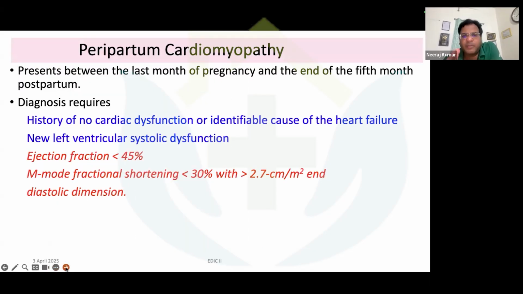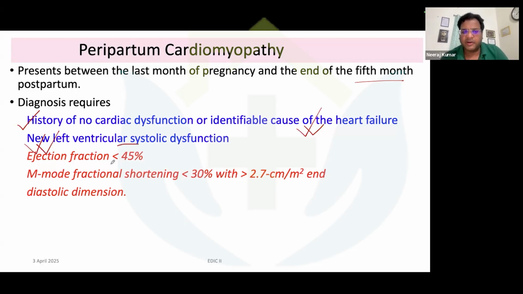Now the next point is peripartum cardiomyopathy. Again, a very important question here. This patient presents within the last month of pregnancy or up to the end of the 5th month postpartum. Now for diagnosis, what do you want? There should be no history of any cardiac dysfunction or any identifiable cause of heart failure. If an identifiable cause of heart failure is there, there is no chance of thinking about peripartum cardiomyopathy, and there should always be a new left ventricular systolic dysfunction.